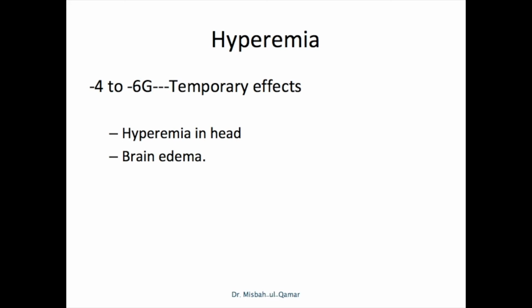So when the force decreases to -4 to -6 G, hyperemia occurs in the head because the blood is pushed toward the head. Sometimes the blood accumulates in the head, resulting in brain edema. And also there is congestion, flushing of the face, and mild headache. The negative G at this level is tolerable, and the effects are only momentary. It means that the brain can also withstand hyperemia in such conditions.